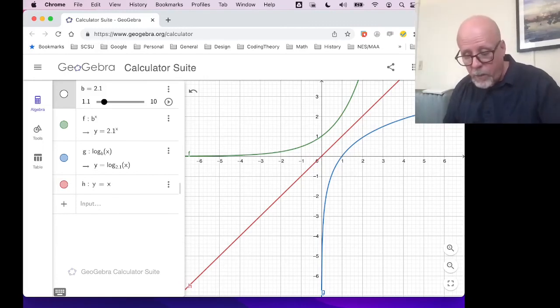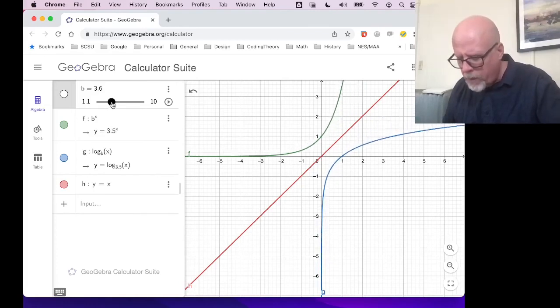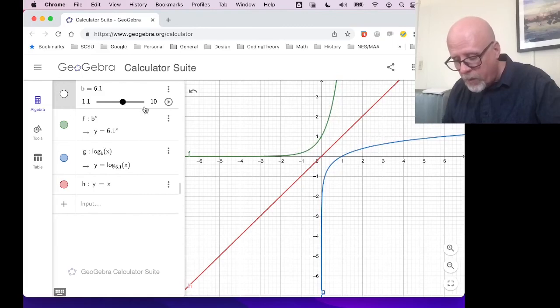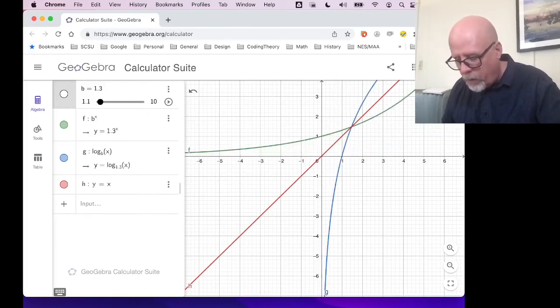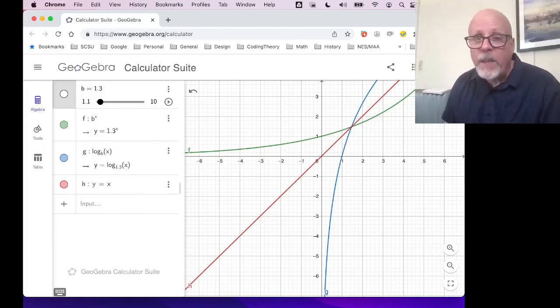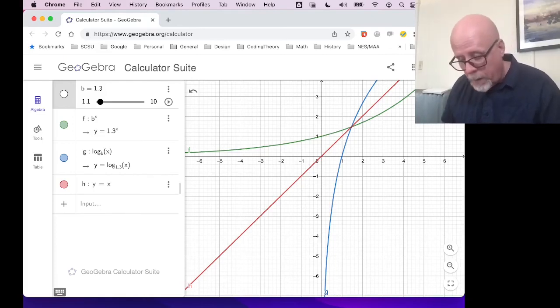And that is always the case with inverse functions. Inverse functions are mirror images in the line y equals x. And it's because the inverse of a function is literally obtained by interchanging y and x. All right, so we've got logarithms with funny bases.